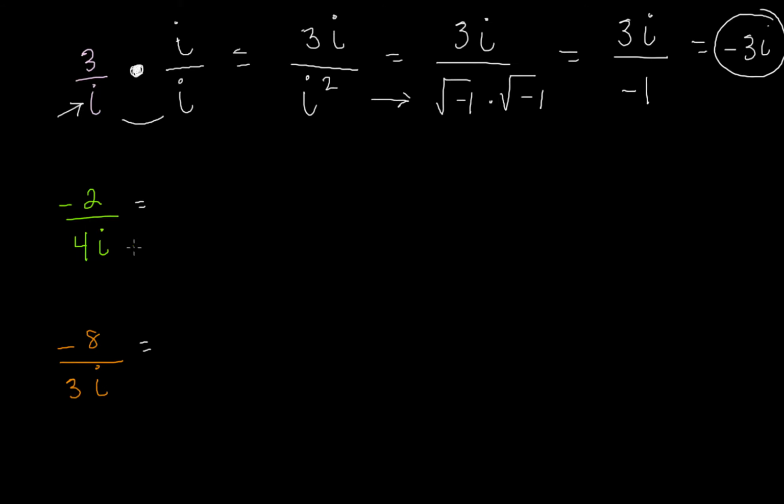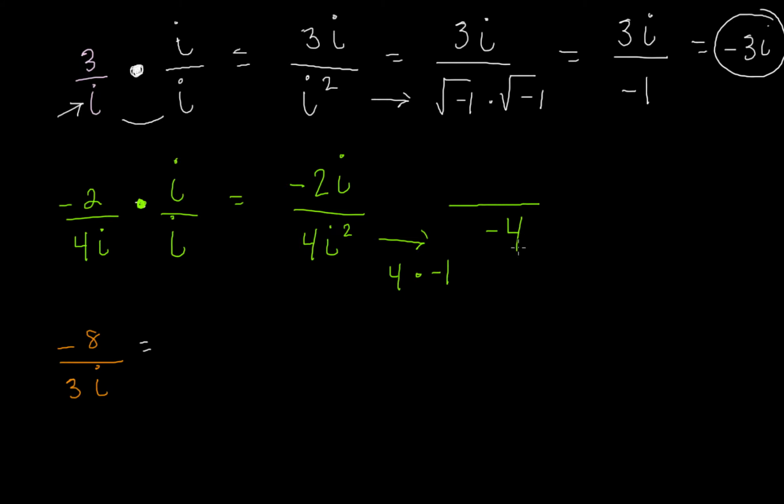Let's look at the second one. -2 divided by 4I. Well, change that to multiplication, and we're going to multiply by the same thing, I divided by I. That's going to give us -2I on the top, and that's going to give us 4I squared down on the bottom. Again, 4I squared, that's the same thing as saying 4 times a -1. So we have a -4 on the bottom, -2I on the top.